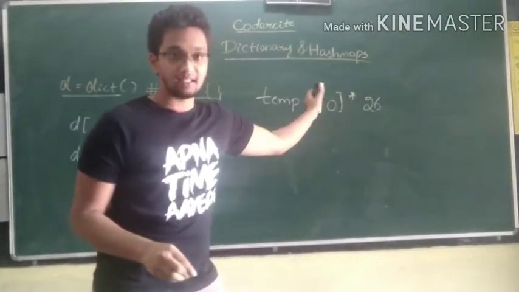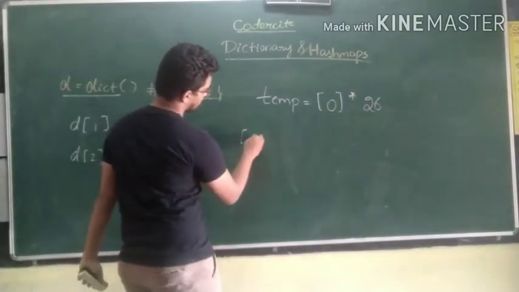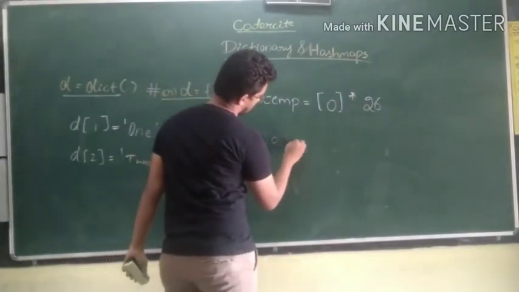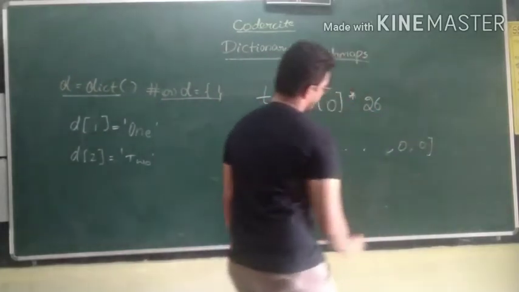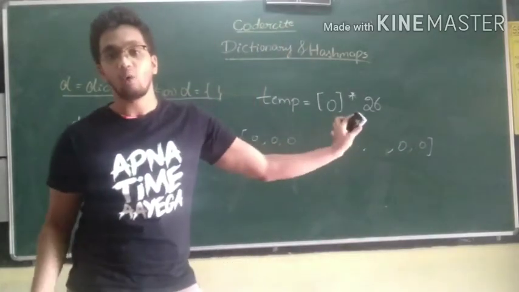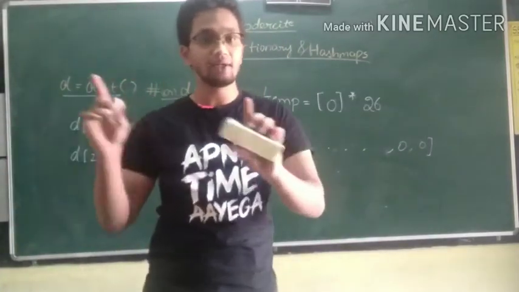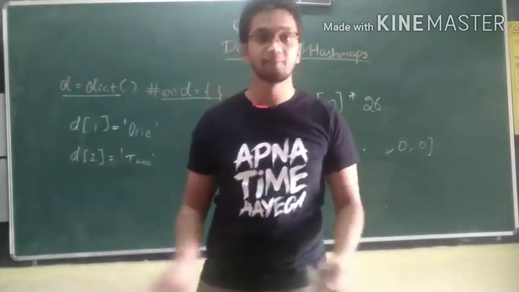What was the output of this? If I had printed this line, there would be 26 zeros in that array. What are the array indexes? 0, 1, 2, 3, up to 25. 26 was not included, obviously, it's a 0 indexed array.